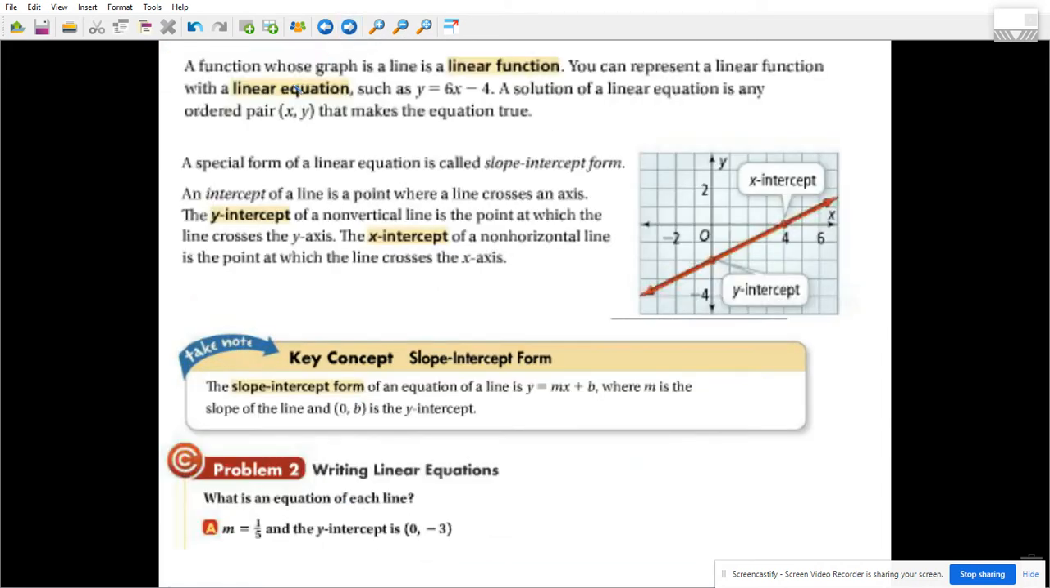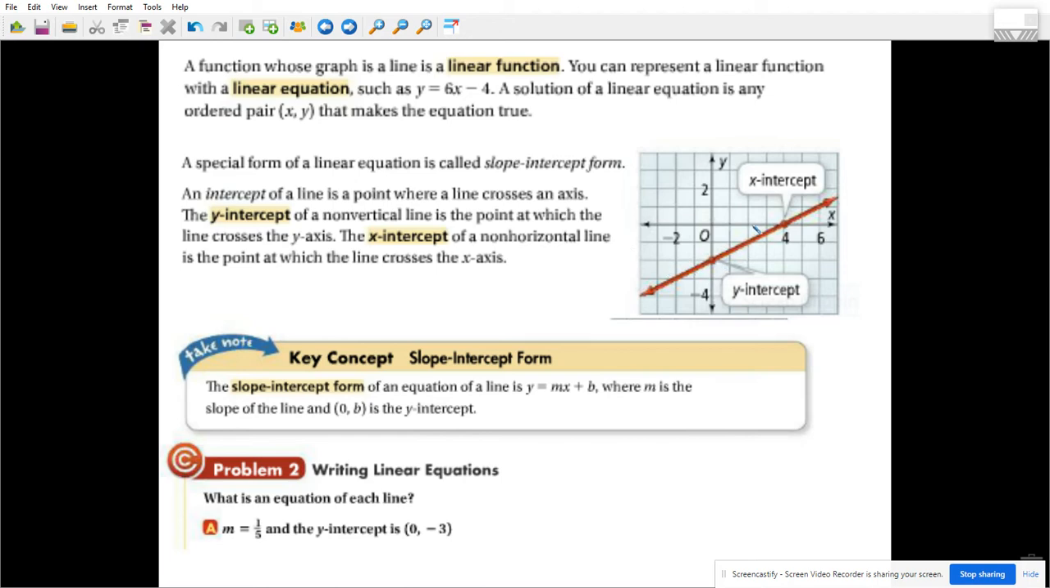Okay, so now we're going to start talking about linear functions and linear equations, stuff that should be very familiar to you. We're going to talk about the x-intercept and the y-intercept of a line. So does every line have a y-intercept and an x-intercept?